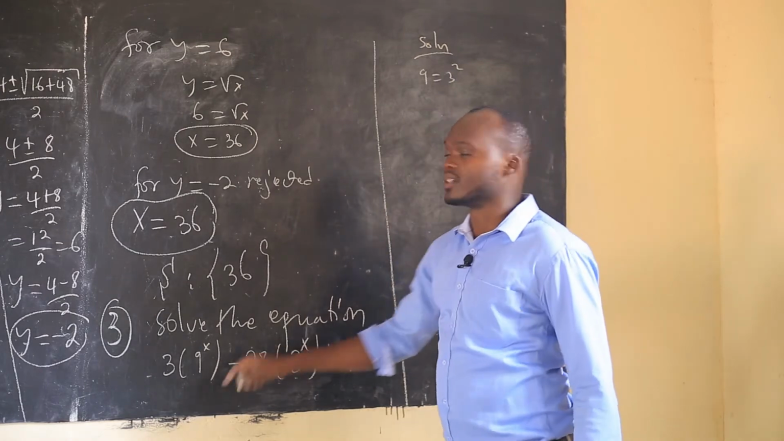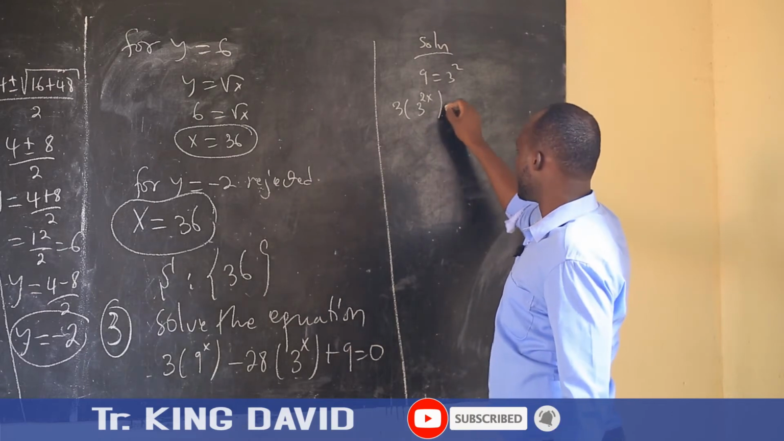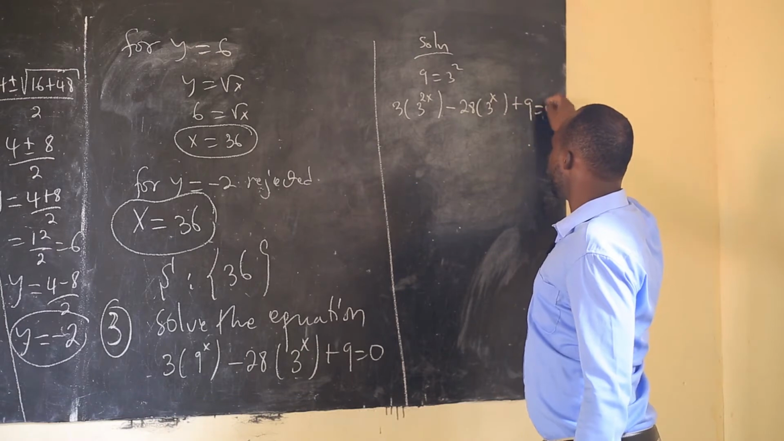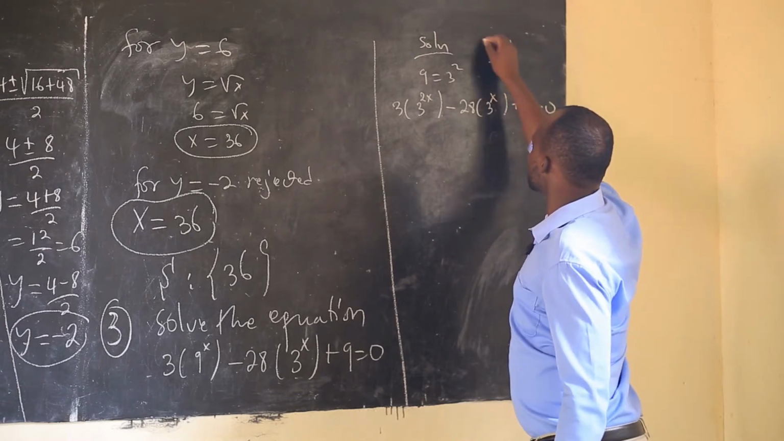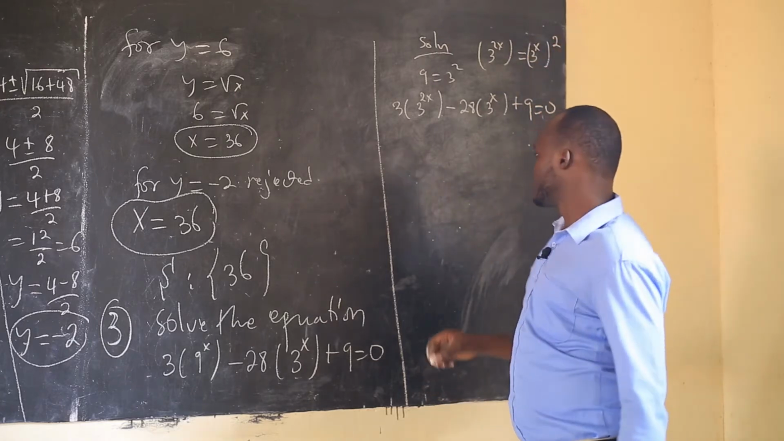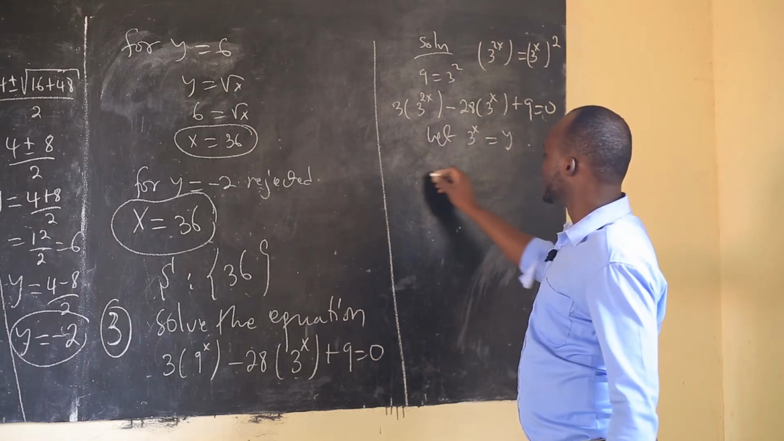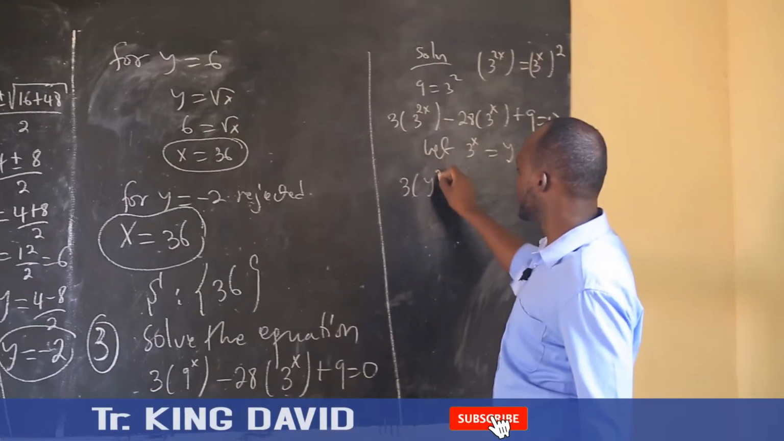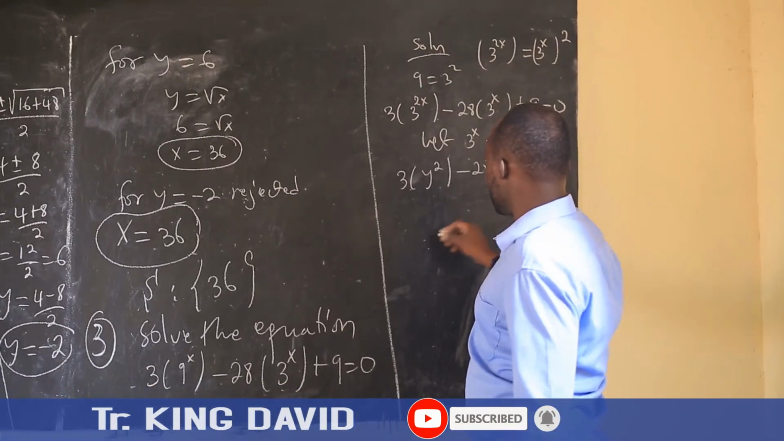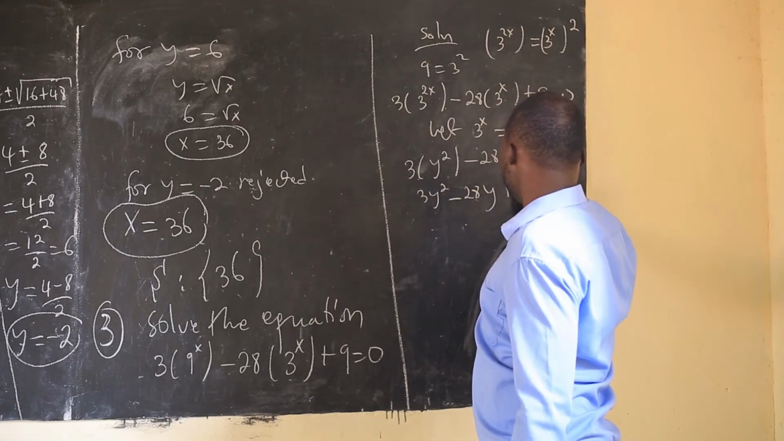So it will be 3 into bracket 3 power 2x minus 28 times 3 power x plus 9 equal to 0. So 3 power 2x is the same as 3 power x, then squared. So we're going to let 3 power x be equal to y. So we get 3 into bracket y squared minus 28y plus 9 equal to 0. So this is 3y squared minus 28y plus 9 equal to 0.